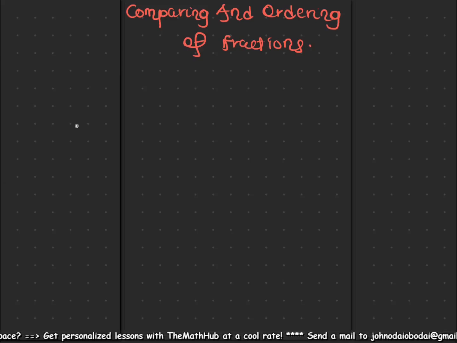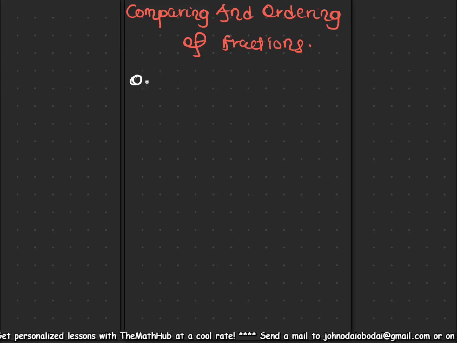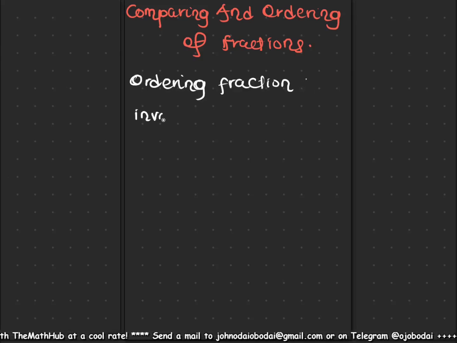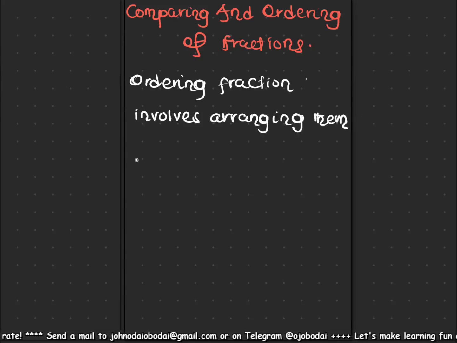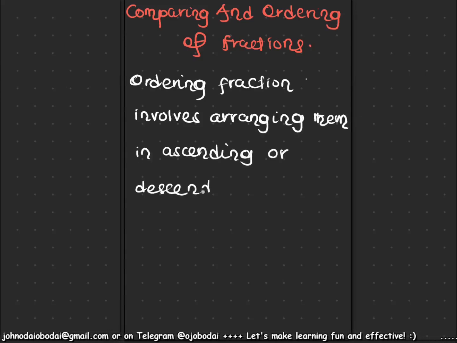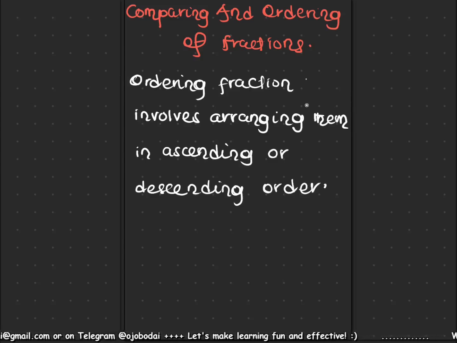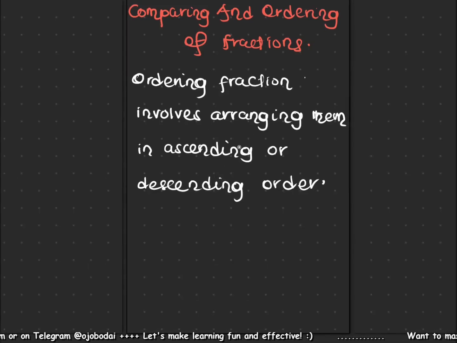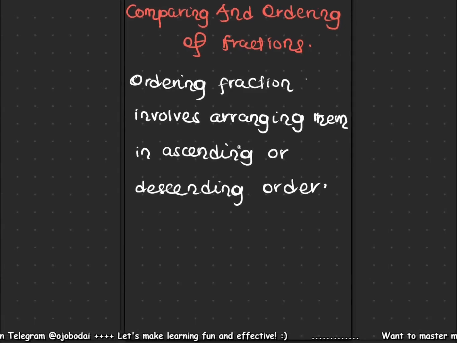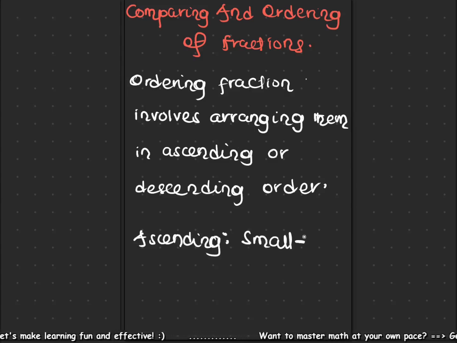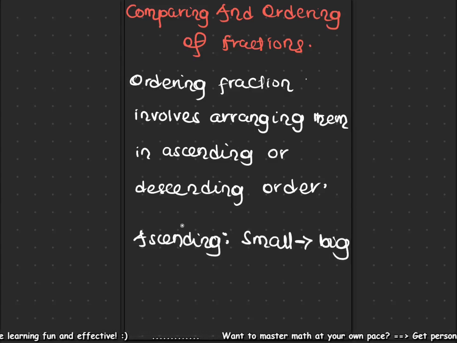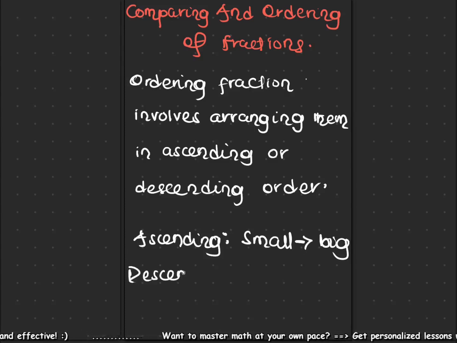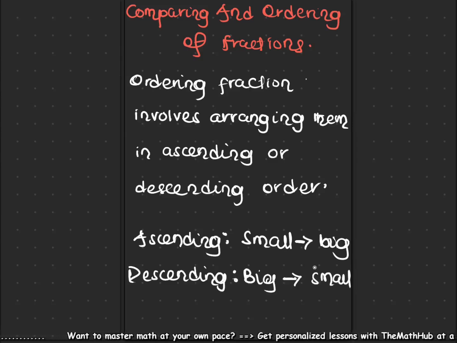Let's write down some notes. Ordering of fractions involves arranging fractions in ascending or descending order. When we say ascending order, we mean from the smallest to the biggest. And when we say descending order, we mean from the biggest to the smallest.